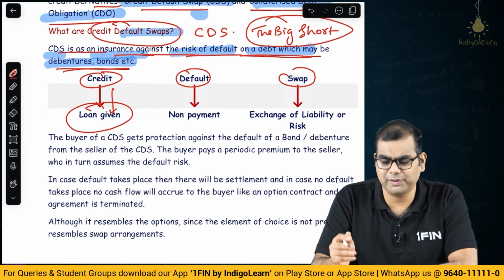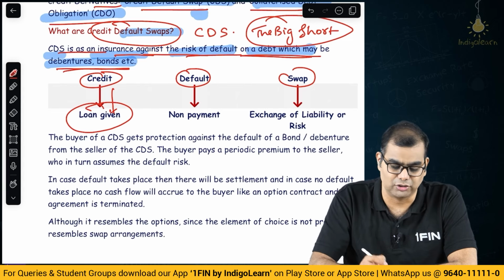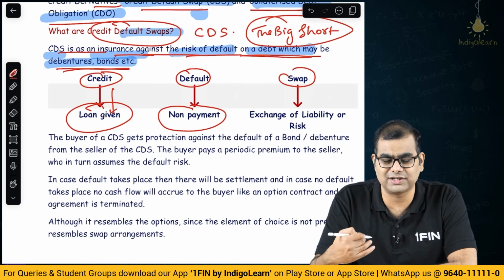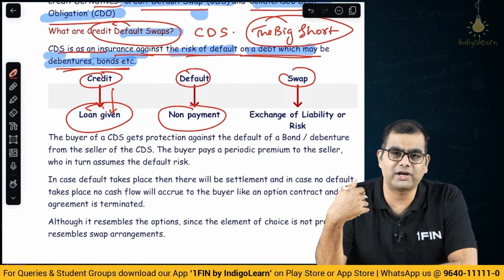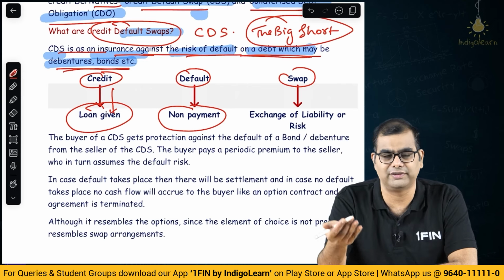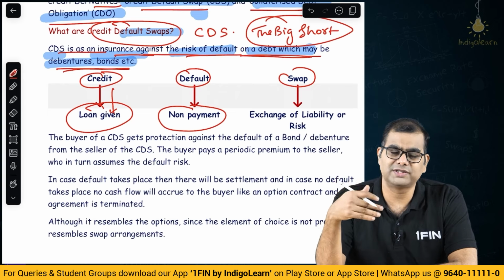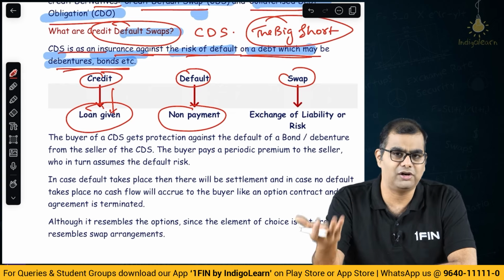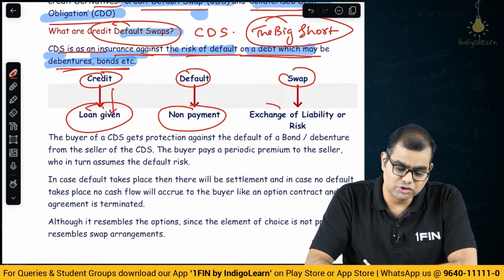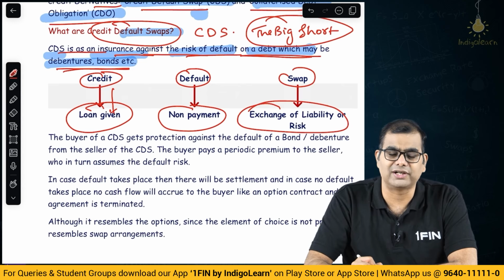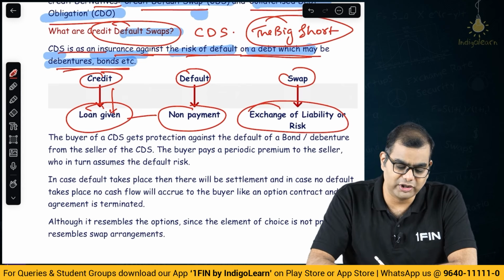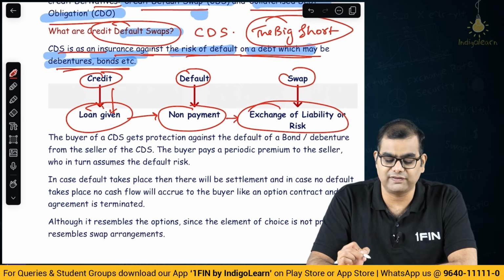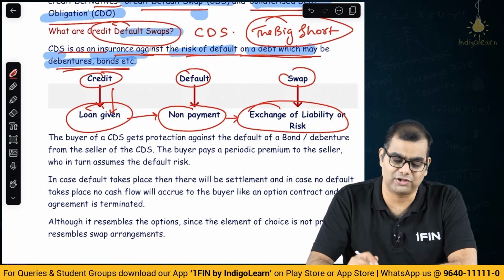And who is giving you the loan? People who are investing in that bond are giving the loan. Default. You default. Reliance Industries is defaulting, then who are not going to get paid? The investors are not going to be paid. If the bond is purchased by, let's say, a bank, the bank is not going to get paid. If you and I purchase the bond, we are not going to be paid. Swap. Exchange of liability or risk. So, in case there is a loan given and that loan is not repaid, there is an exchange of liability or risk. That is what a credit default swap is.